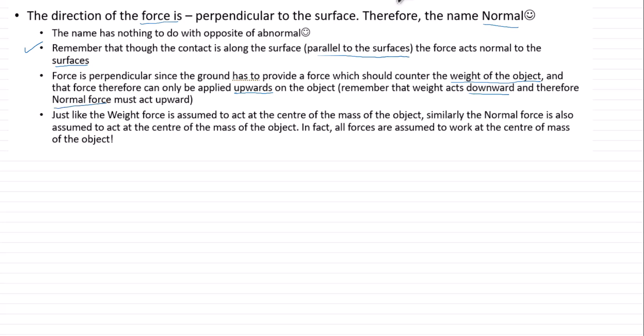How about the point of application of the normal force? Where do we consider the point of application for the weight? It is at the center of the mass of the object. So without any exception, the normal force will also use the same concept. That means it will be applicable at the center of the mass of the object. And for that matter, talk about any force, all the forces are always assumed to be working or applicable at the center of the mass of the object.